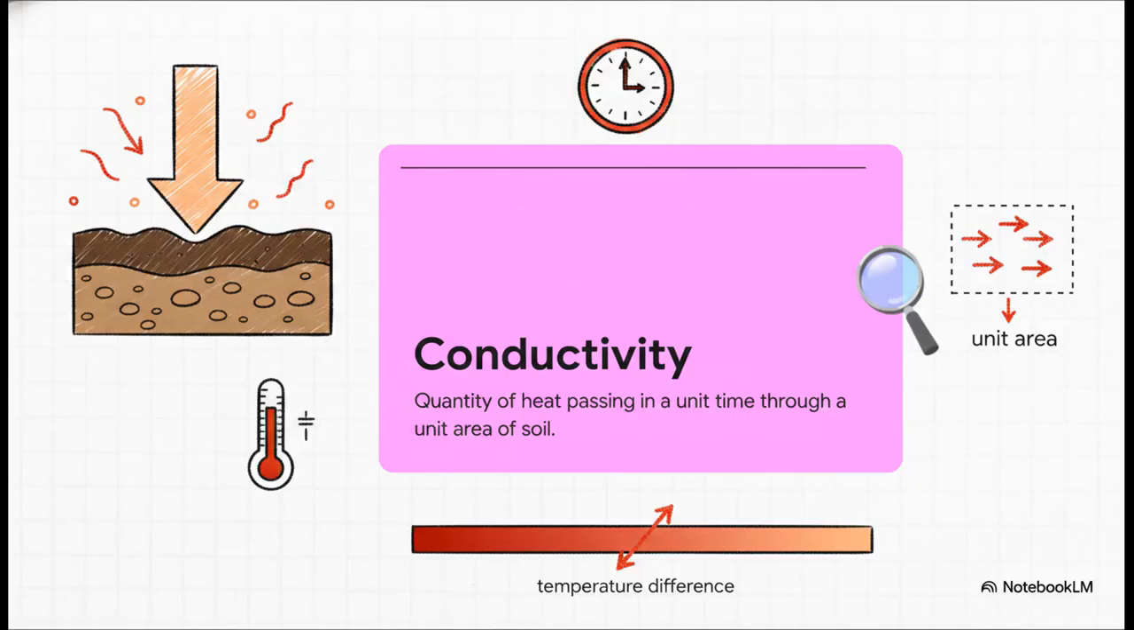Next up is thermal conductivity. If specific heat is about how hard it is to warm up, thermal conductivity simply measures how well the soil can pass that heat along. It's the quantity of heat passing through a unit area of soil in a given amount of time, driven by the temperature difference between the areas.